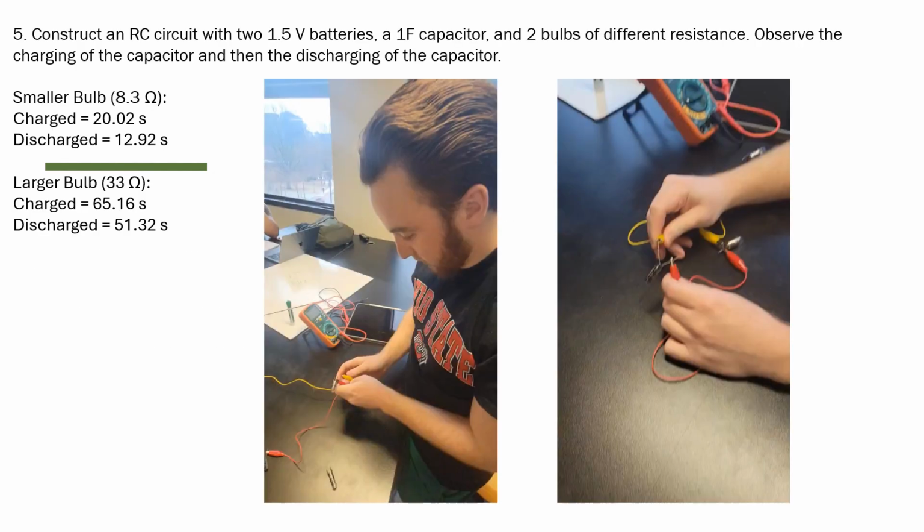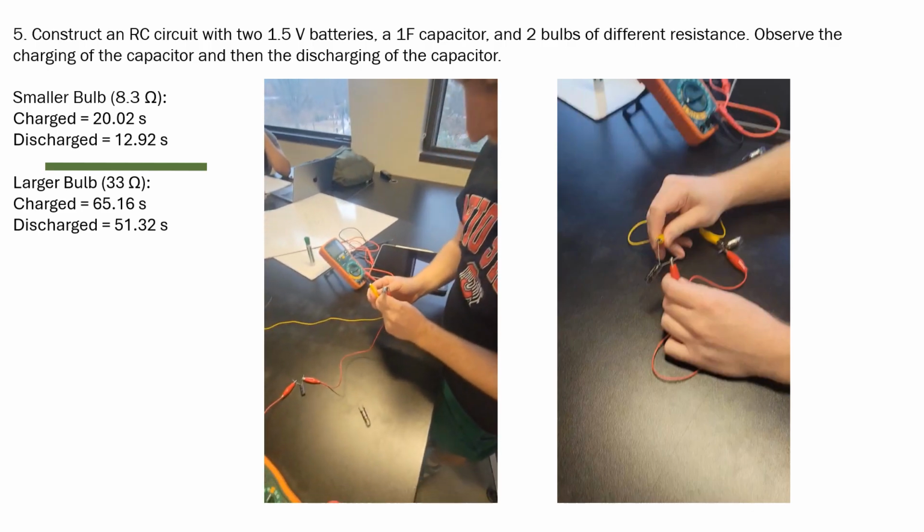So last, we had to construct an RC circuit with two 1.5 volt batteries, a 1 F capacitor, and 2 bulbs of different resistance, and then observe the charging of the capacitor and the discharging of the capacitor, aka the bulbs lighting up. So here's my boy Matthew going crazy on that.